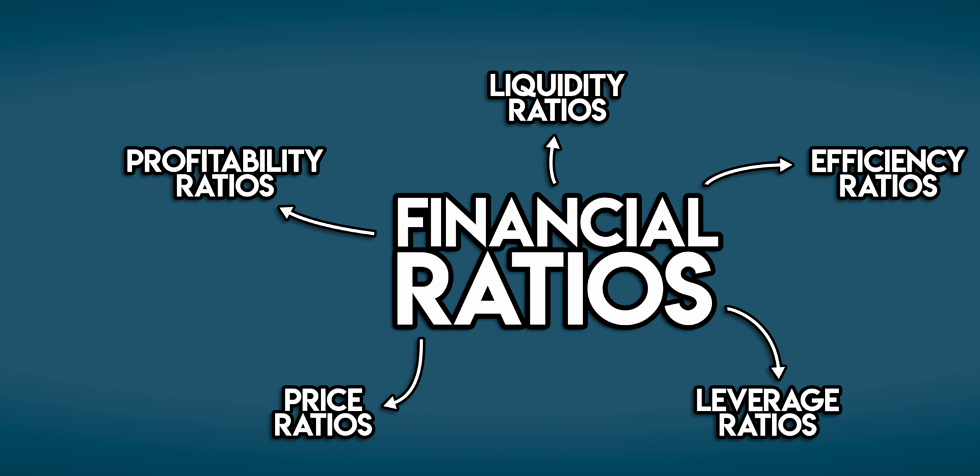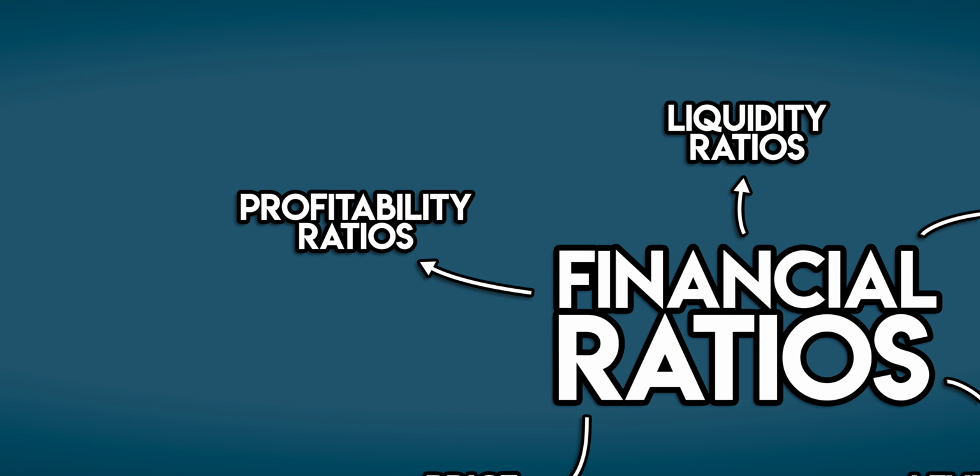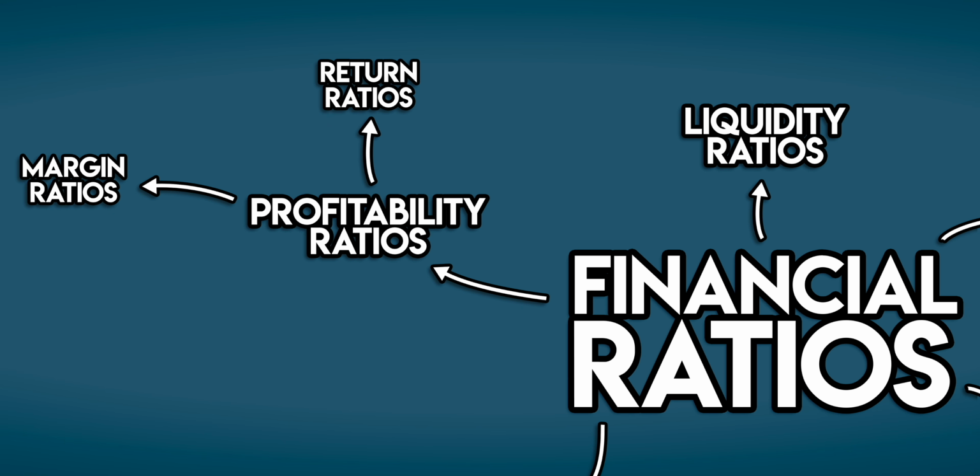We'll kick things off with profitability ratios. Profitability ratios measure how efficiently a business generates profit from 4 different things: revenue, assets, equity, and capital employed. We can break them down into margin ratios and return ratios. Margin ratios measure how well a business converts revenue into profit.